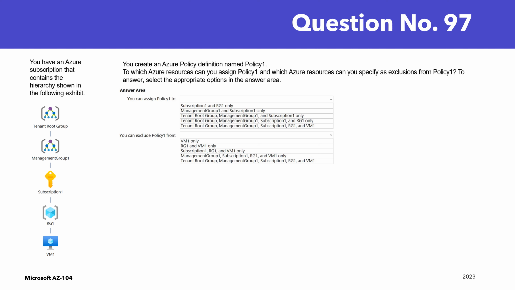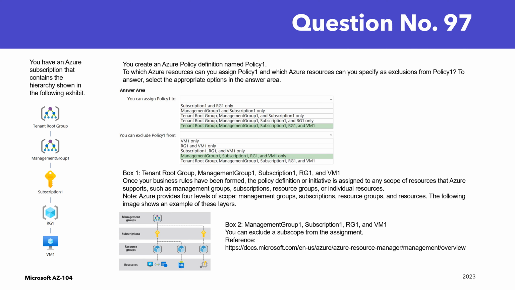You have an Azure subscription that contains the hierarchy shown in the following exhibit. You create an Azure policy definition named Policy1. To which Azure resources can you assign Policy1, and which Azure resources can you specify as exclusions from Policy1? To answer, select the appropriate options in the answer area. You can assign Policy1 to Tenant Root Group, Management Group 1, Subscription 1, RG1, and VM1. You can exclude Policy1 from Management Group 1, Subscription 1, RG1, and VM1 only.